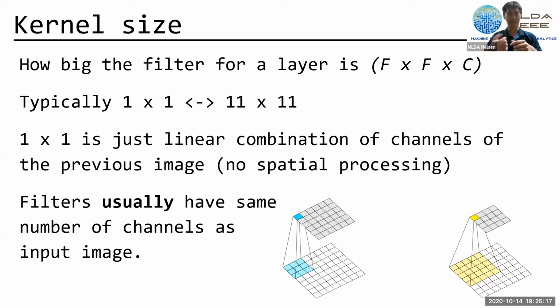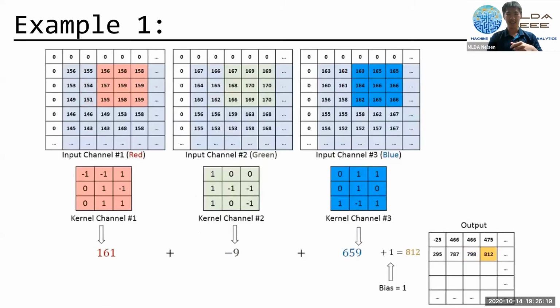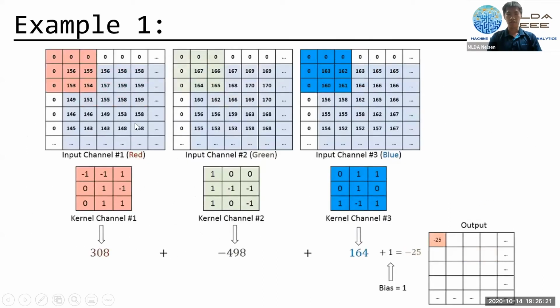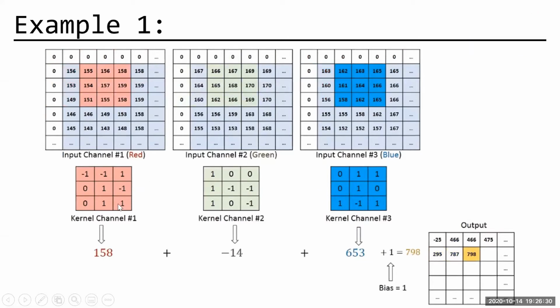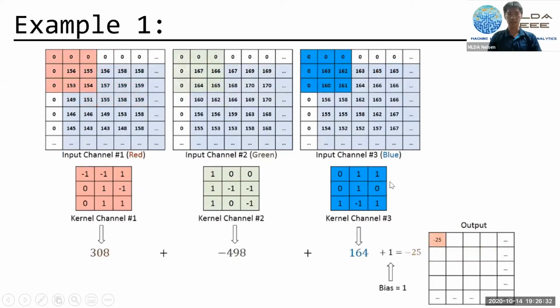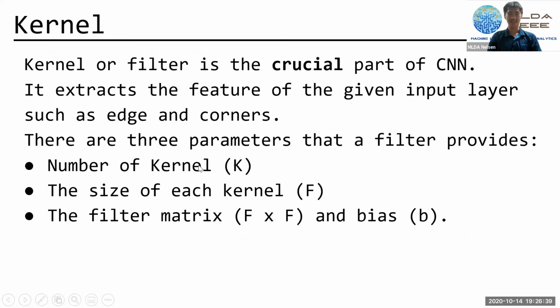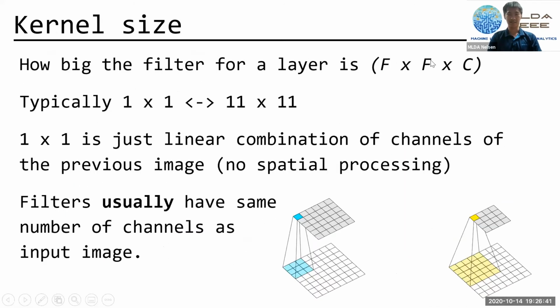So what do I mean by that? Let's say this is the number of channels. There are 3 channels, RGB, and the number of channels for the kernel is also 3. So we usually tend to match the input channel with the kernel channel. All right, so that's the main use of the channel.